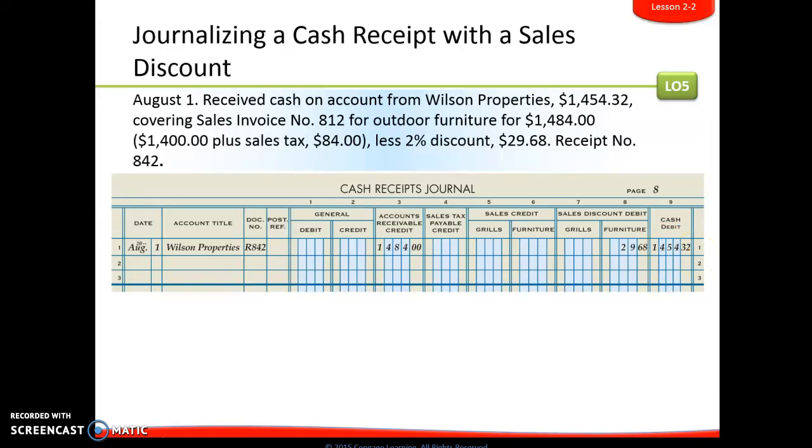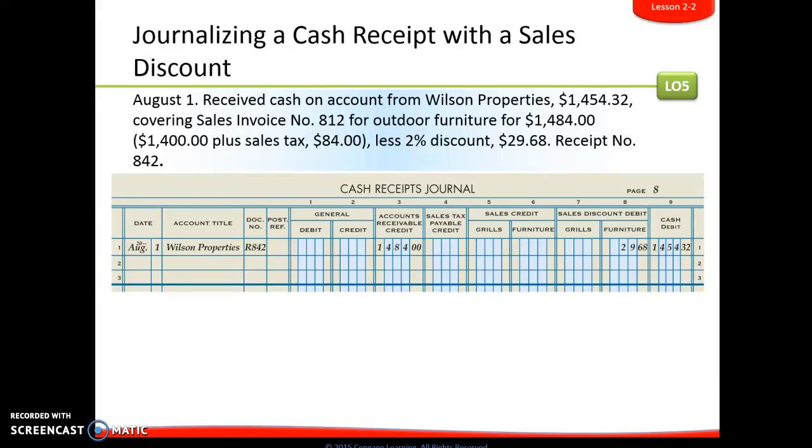Then we're going to go to our accounts receivable, and we're going to look at how much they owed us. That is this number here. They owed us $1,484, and they're covering that amount. So we're going to put that as a credit to accounts receivable, and we also need to put in who that customer is. That is going to go into the account title column.